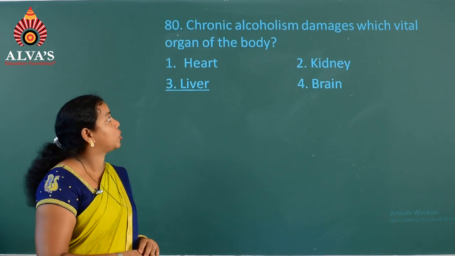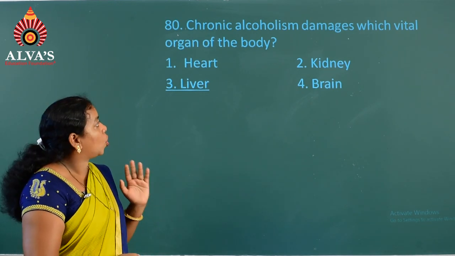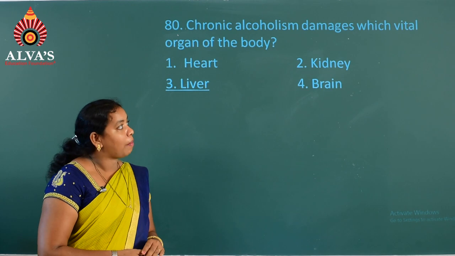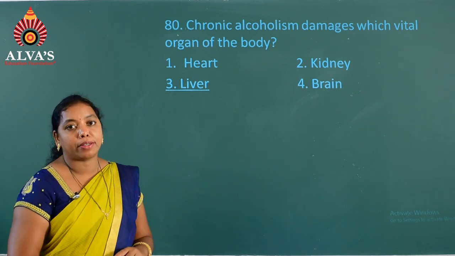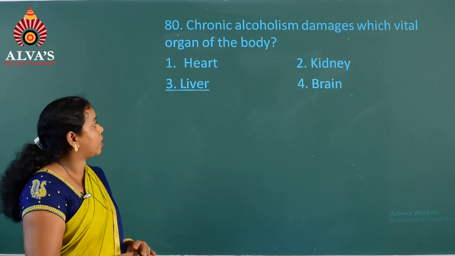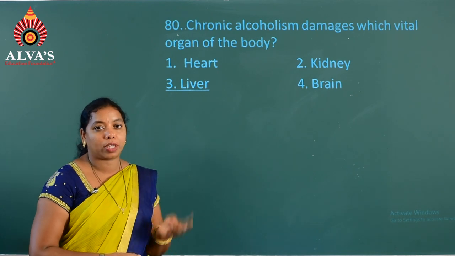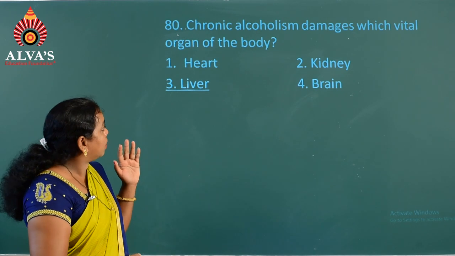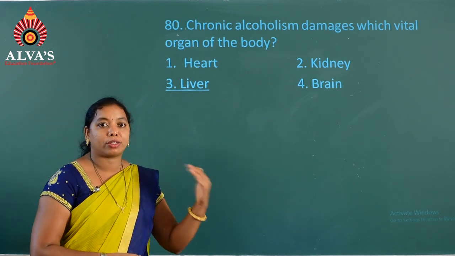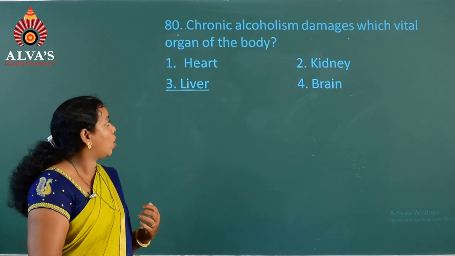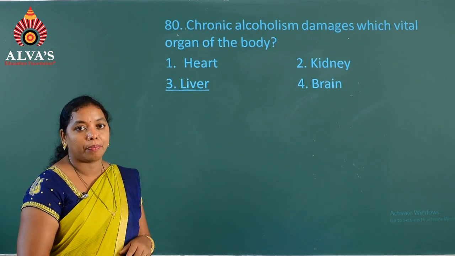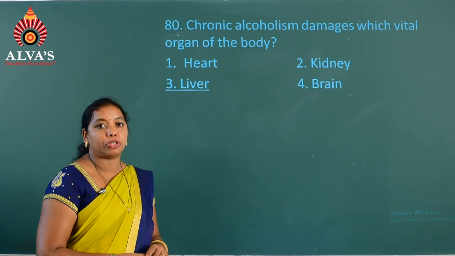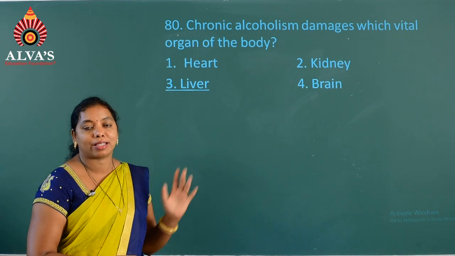Moving on to the next question, question number 80. Chronic alcoholism damages which vital organ of the body? The options are, one is heart, second is kidney, third one is liver, fourth one is brain. Chronic alcoholism means long-term intake of alcohol, which may damage the liver. So option 3 is right, that is liver.